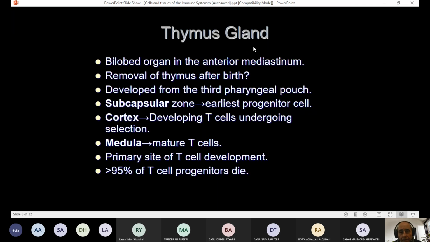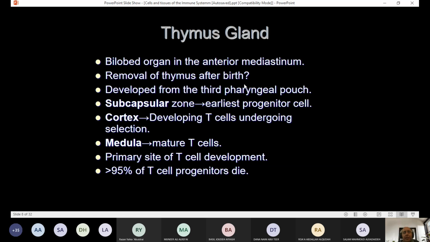Thymus gland, it's a bilobed organ, يعني في two lobes organ, وهذه موجودة في ال anterior mediastinum, يعني the minute that we develop يعني in utero and when we are born بتكون هاي موجودة في ال anterior mediastinum. What's going to happen and if we remove thymus gland after birth.